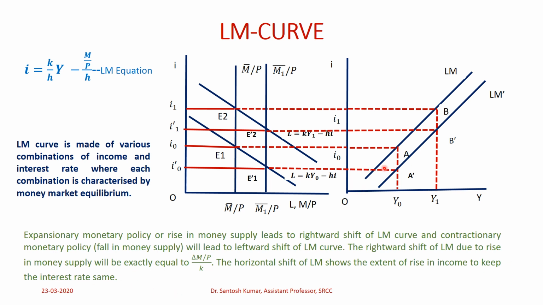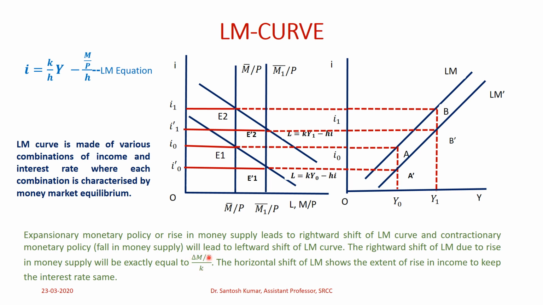That means when we are talking about the rightward shift of the LM curve, basically we are showing how much income has to rise after a rise in money supply to make the money demand exactly equal to money supply, so that the rate of interest remains unaffected, right? So this is the horizontal shift, which is your delta Y, and that must be equal to delta M upon P divided by K, right? So this is the extent of the horizontal shift of the LM curve.